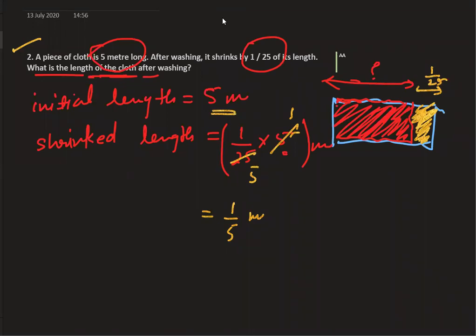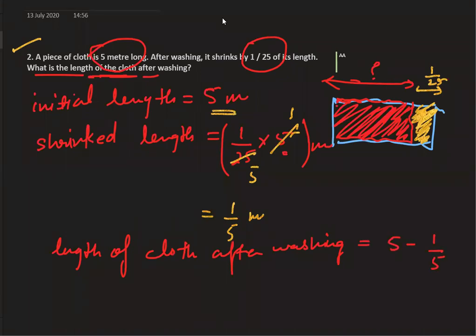So left, we can say that the length of the cloth after washing is equal to 5 minus 1/5. Okay, remember students, बहुत सारे स्टूडेंट्स क्या करेंगे यहाँ पे 1/25 माइनस करेंगे. No, आपको पहले फाइंड करना है 1/25 of the whole length क्या होगा, तो वो 1/5 आएगा, then 1/5 को माइनस करो.